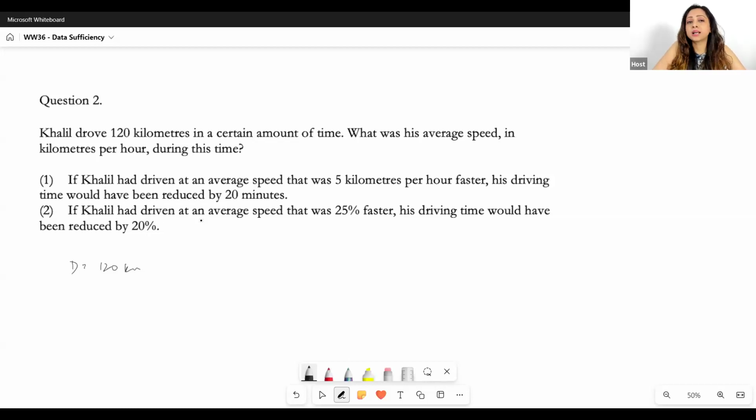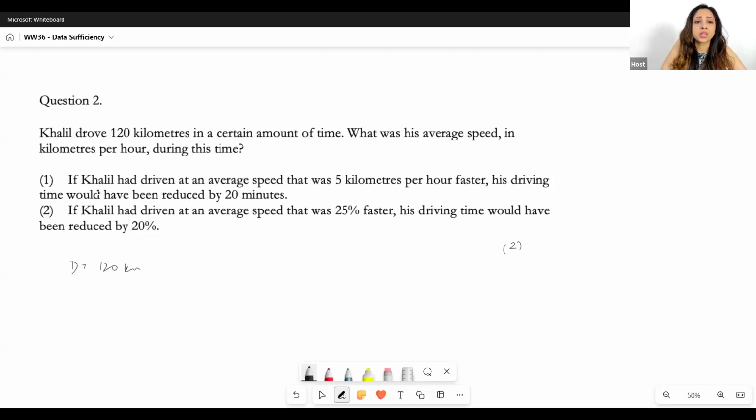Statement 2 says, if Khalil had driven at an average speed that was 25% faster, his driving time would have been reduced by 20%. Okay, I really like this because it talks about increase in terms of percentages. So I know I can use ratios, and I think I can get my answer very quickly. So let me evaluate this first. Of course, we'll have to evaluate one also separately, but let me evaluate two first.